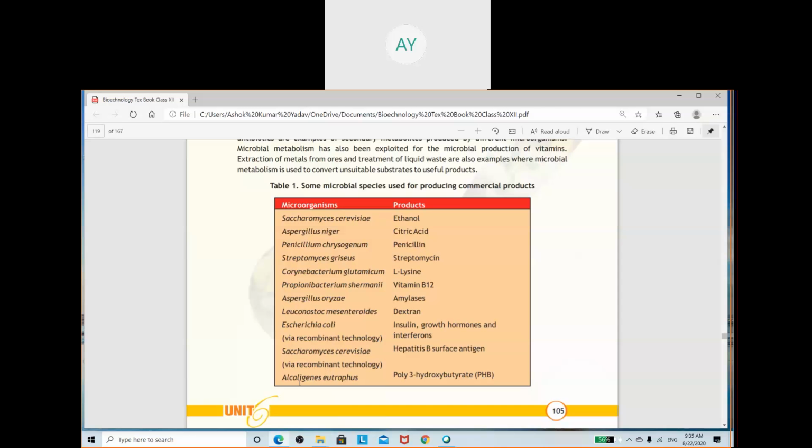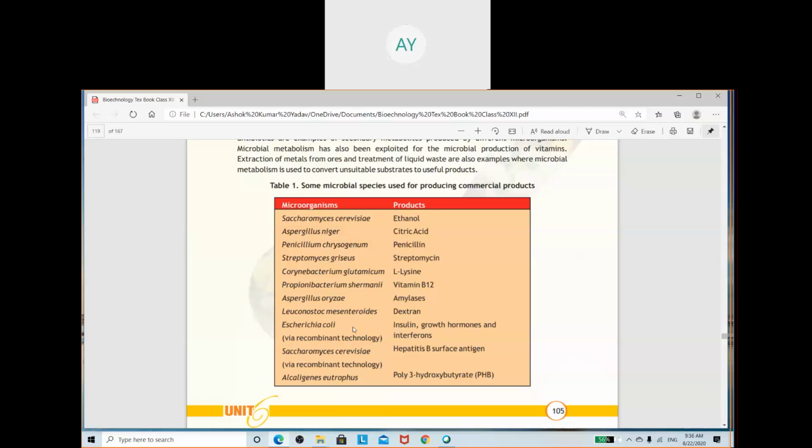from Alcaligenes eutrophus. So these are the different examples through which we can produce so many useful chemical compounds using microbes. You know, dextran, one of the most important components in your syrup, that is the drug syrup you are taking during cough.